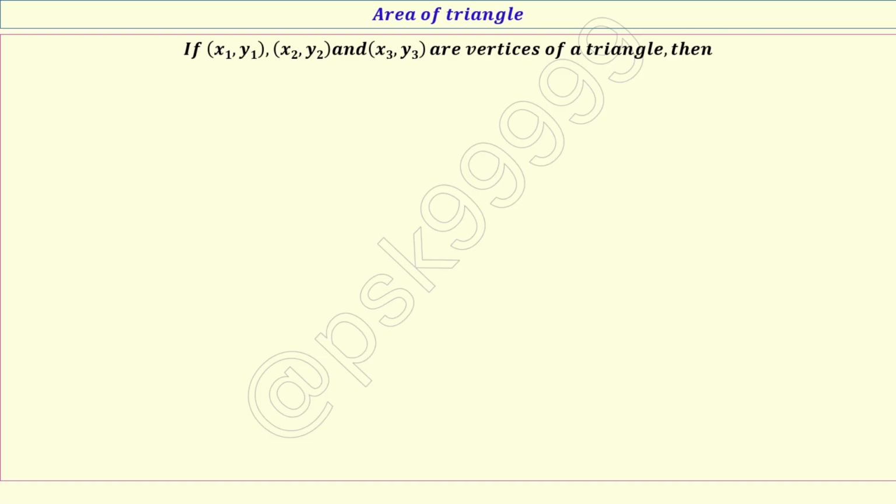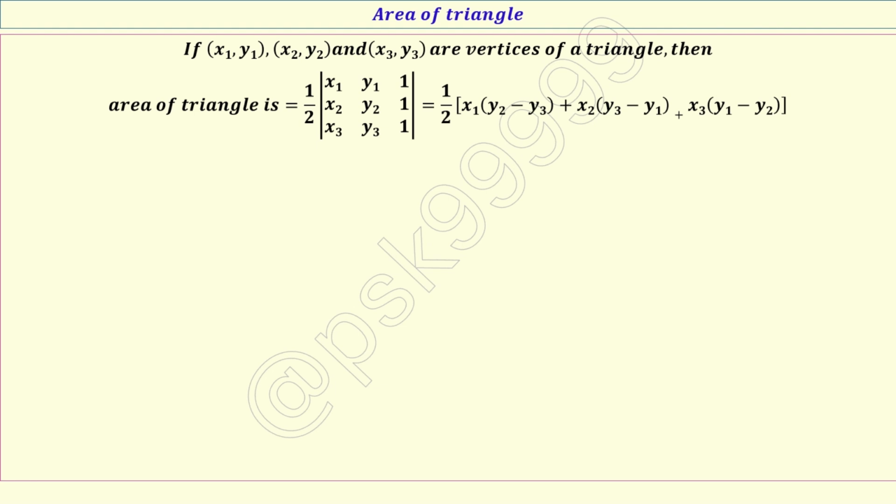So if x1, y1, x2, y2, x3, y3 are vertices of the triangle, then area of the triangle is half of the determinant of x1, y1, 1, x2, y2, 1, x3, y3, 1. If you expand, this is what you will get. Half of x1 into y2 minus y3, plus x2 into, because even though it is minus of y1 minus y3, it will become y3 minus y1, I am changing to make it plus, so that it is all symmetric. So x2 into y3 minus y1 plus x3 into y1 minus y2. So this is the formula.